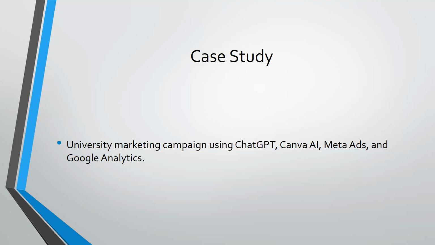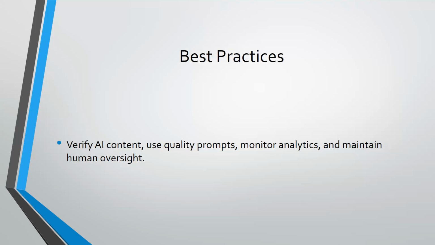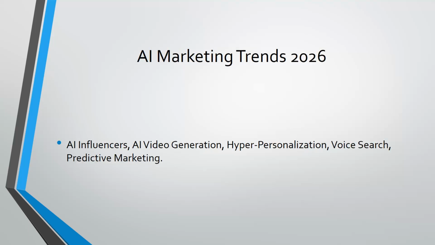Case study: university marketing campaign using ChatGPT. You can do Canva AI. You can use Meta Ads, which I've already shown you. And then you can also use Google Analytics. Now, the best practices that you need to follow: verify the AI content, use quality prompts, monitor the analytics, and maintain human oversight.